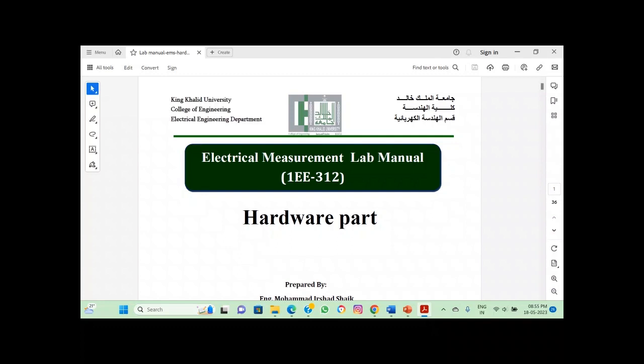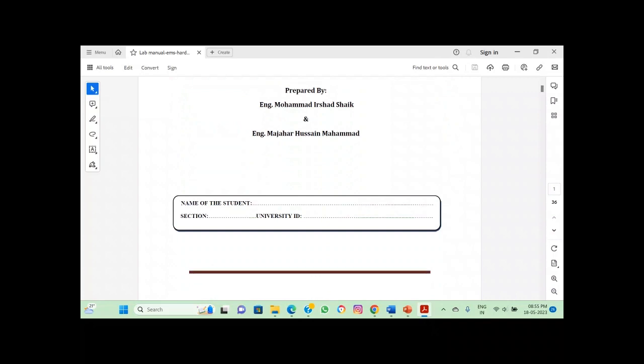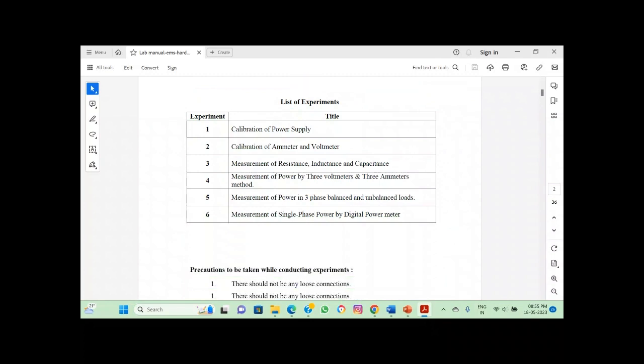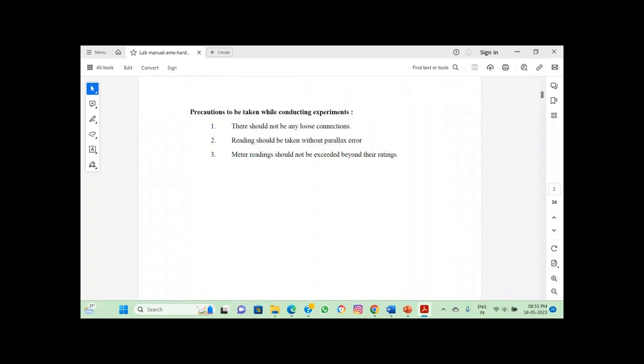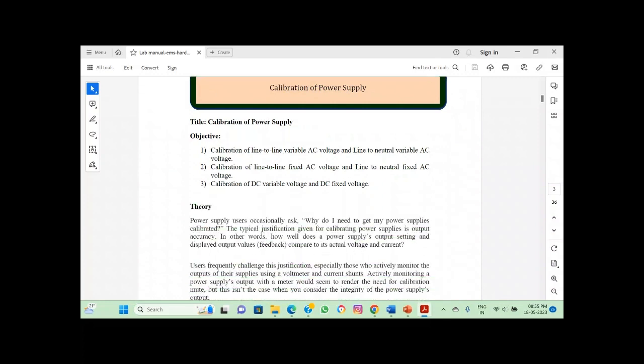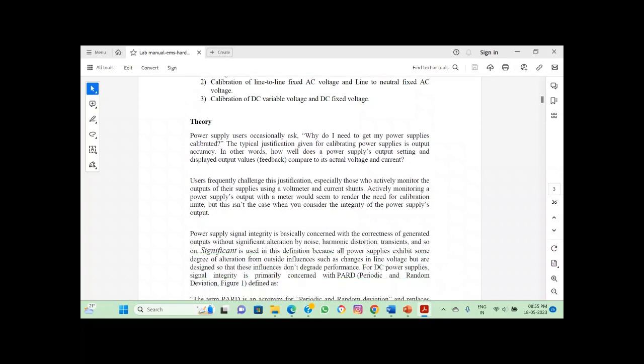Today we will see the hardware experiments in Electrical Measurement Lab. If we go for the first experiment, calibration of power supply. First of all, what is meant by calibration? Calibration means comparison. We will compare the voltage which we are getting for the supply voltage with the standard supply voltage so that we can check whether the coming supply is according to the rated value or not.